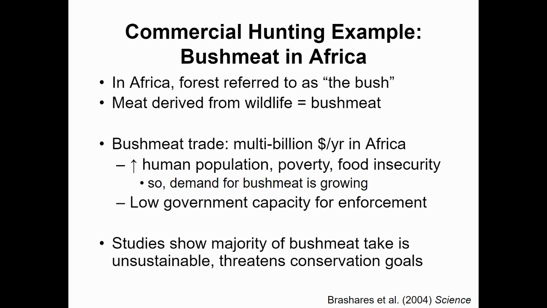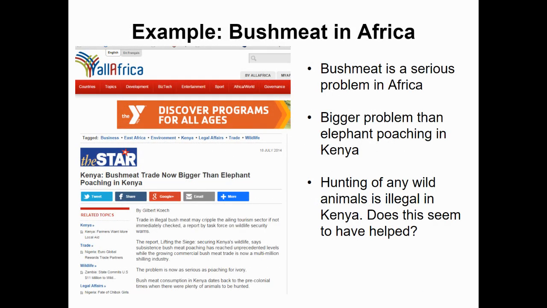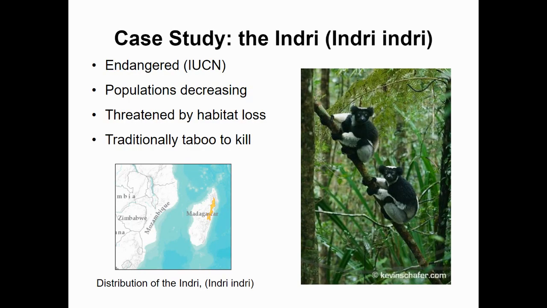The government doesn't have a very easy way of enforcing that, and studies are showing that the animals that turn into bushmeat are dramatically decreasing as well. It's actually a bigger problem than elephant poaching in Kenya these days, the reduction of animals and diversity in the forests. So to protect that, they've made hunting of any wild animals illegal in Kenya. Do you think this is going to help? Well, if populations are growing and people are hungry, I'm going to guess not so much. They're just quieter about it.